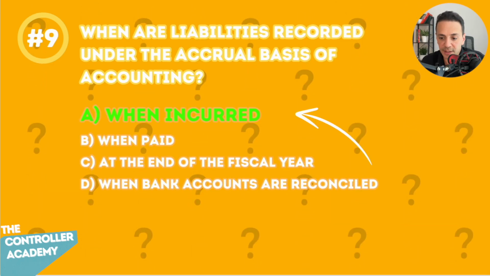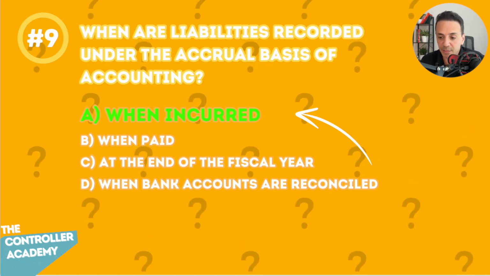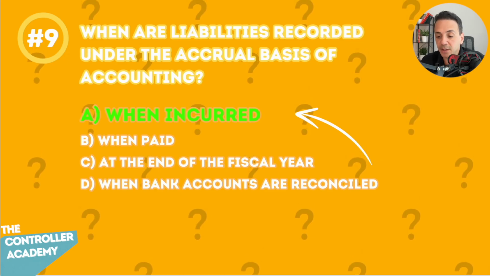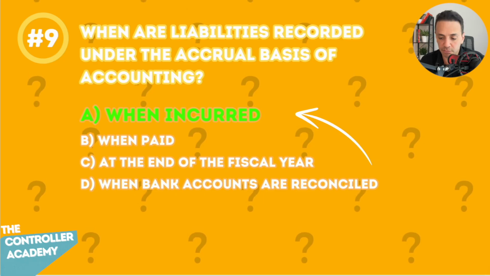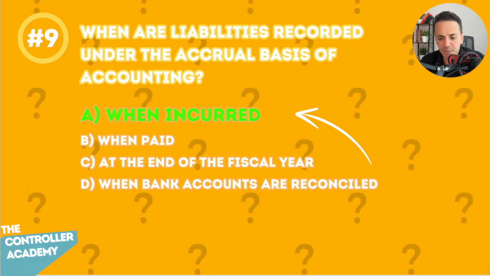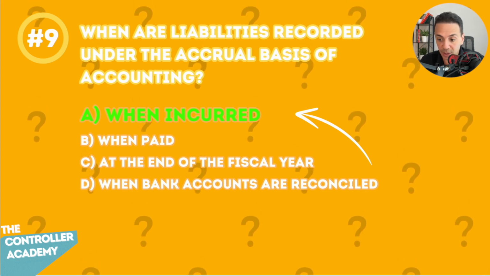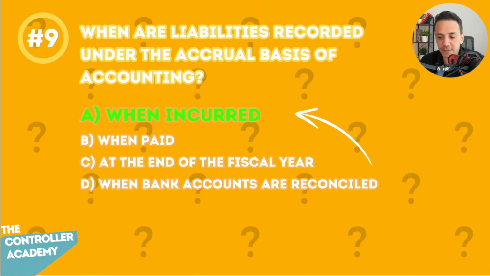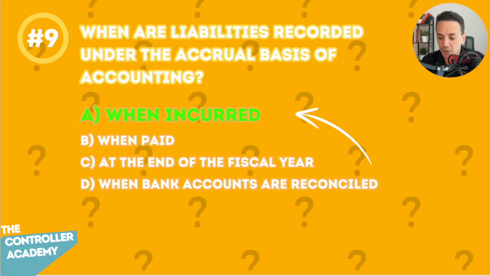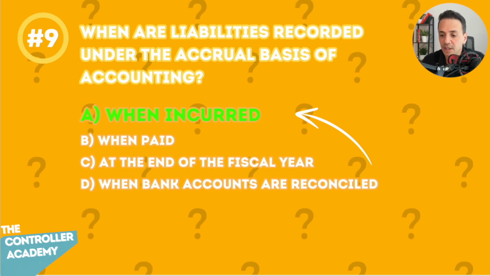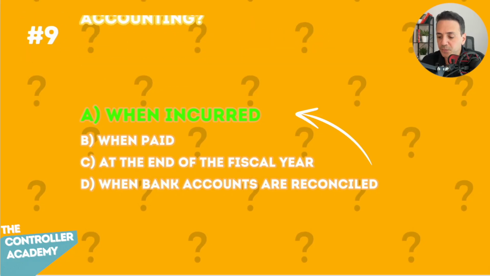All right, so the correct answer is when incurred. When we're talking about accrual basis of accounting, expenses and liabilities are recorded when incurred, and revenue is recorded when earned, regardless of when the cash is spent or the revenue is collected. So B, when paid, is incorrect because payment is a cash basis of accounting. Here we're talking about accrual basis of accounting. C, at the end of the fiscal year. Somewhat correct, but not 100%, because yes, at the end of the fiscal year you record any unrecorded liabilities, but accrual basis is about incurring the liability. That's when you record it.